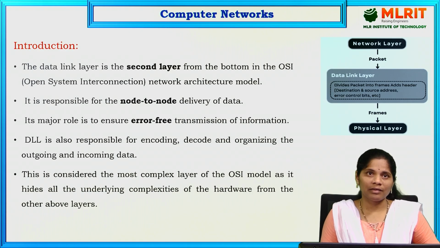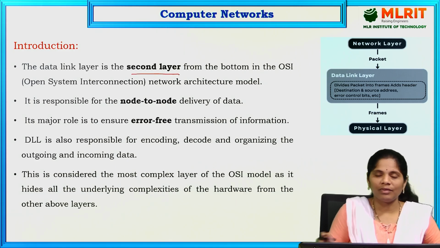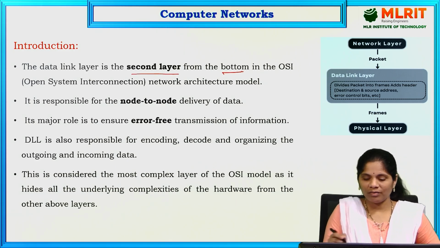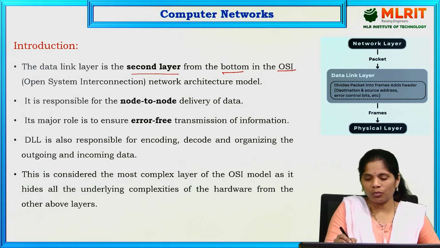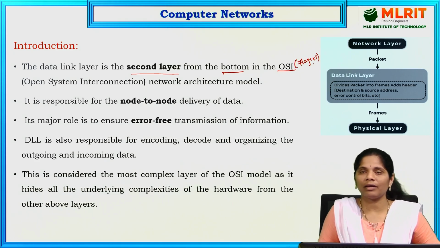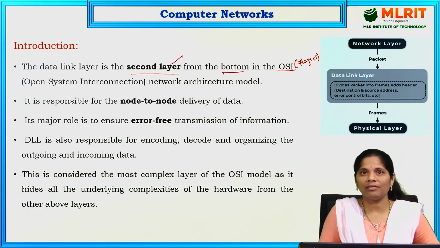First, let us see the introduction. The data link layer is the second layer of the OSI reference model from the bottom. In the OSI reference model, how many layers are there? Total 7 layers, right? What are the 7 layers? Application layer, presentation layer, session layer, transport layer, network layer, data link layer and physical layer. From the bottom, this is the second layer. The first layer is the physical layer.